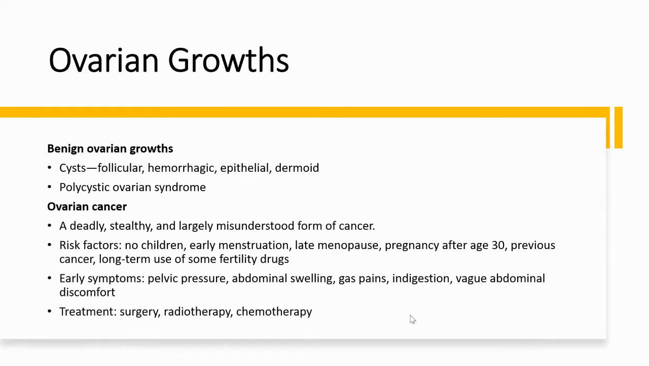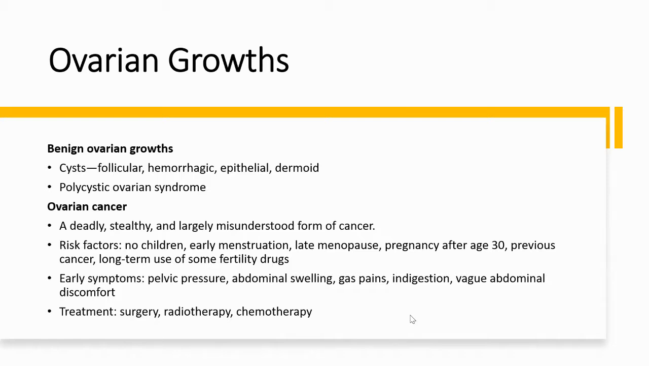Ovarian growth, so there again are two types: benign, meaning non-cancerous. These are either cysts, which could be follicular, hemorrhagic, epithelial, dermoid, or polycystic ovarian syndrome. The other type of growth is ovarian cancer. So again, cancer cells, and this is deadly. That's a largely misunderstood form of cancer.